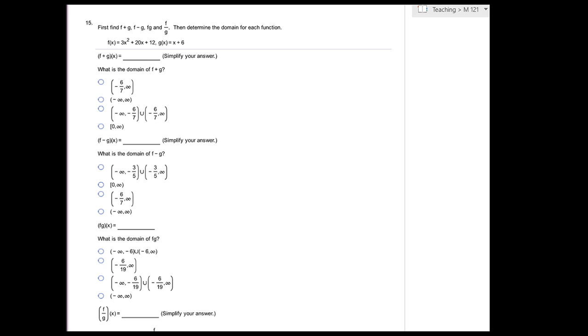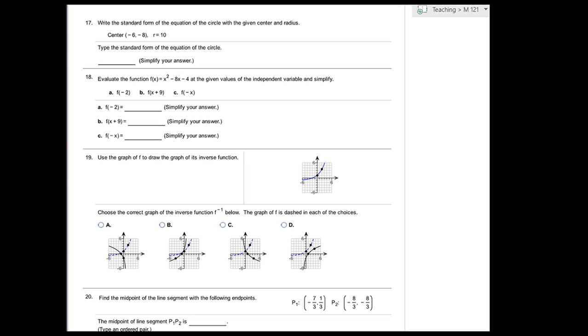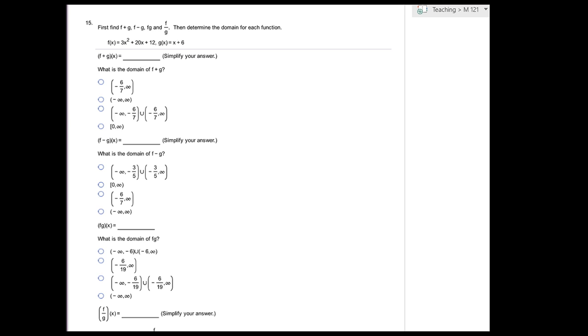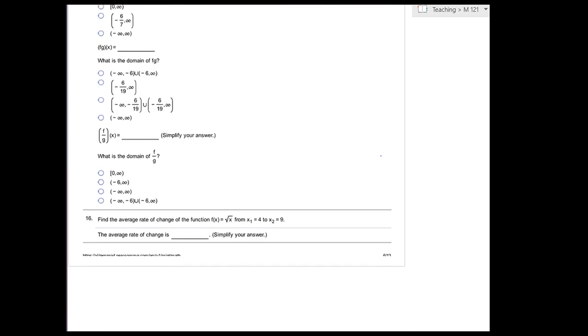Okay, let's keep moving and let's look at our next exercises here. I think this is all of this page. So we'll jump to, I'm missing number 16. Why aren't you showing me number 16? There it is.